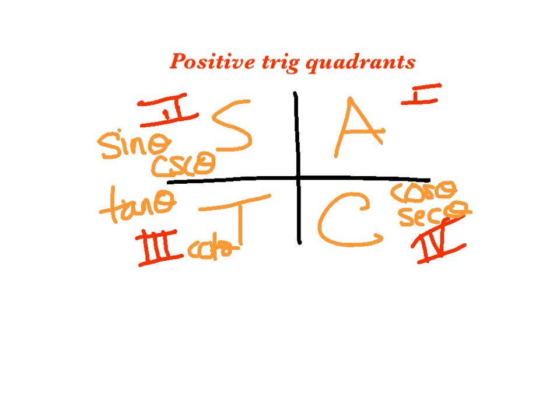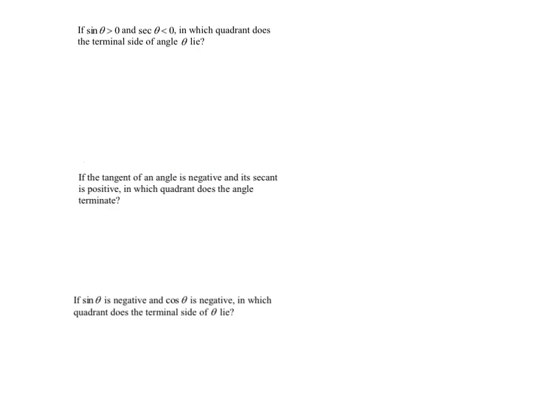Now hopefully we're going to answer some nice questions about these. Let's try a few. All right, now it looks like there's quite a few, and we want you to jot them down. They're fairly typical multiple choice questions. So instead of copying all this down, basically you need to say sine theta is greater than 0, secant theta is less than 0. And the question every time is, what quadrant does the terminal side lie in?